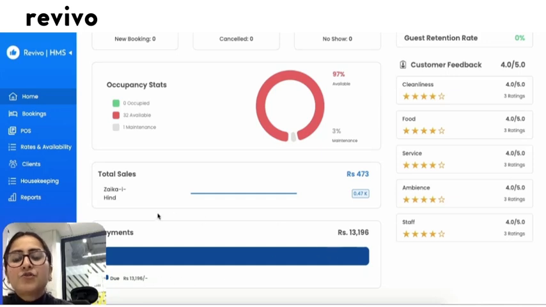The last section shows the payment section, total number of payments that have been generated, and how much of payment you have received from cash, from UPI, from online, that is credit cards and all, and what payment is yet due that customer needs to pay you back.